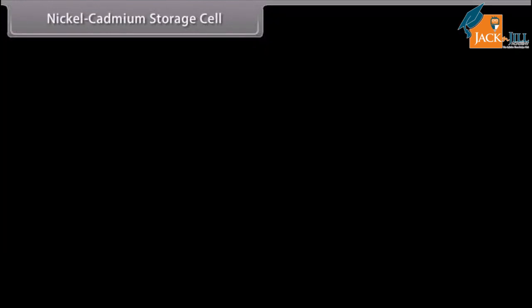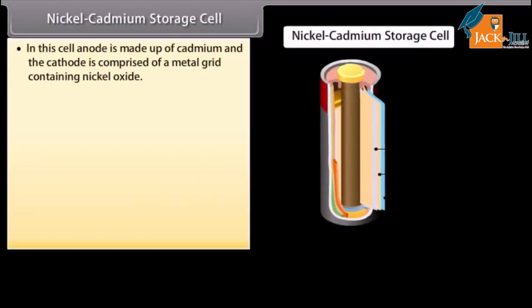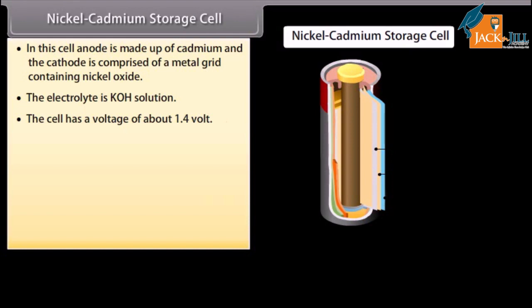Nickel-cadmium storage cell. In this cell, anode is made up of cadmium and the cathode is comprised of a metal grid containing nickel oxide. The electrolyte is KOH solution. The cell has a voltage of about 1.4 volts.